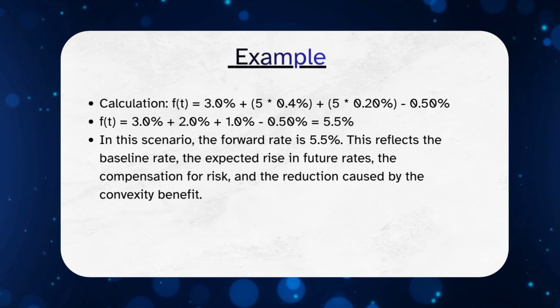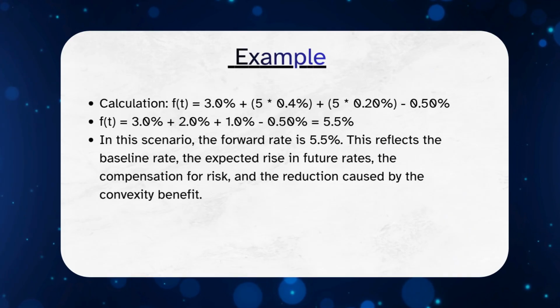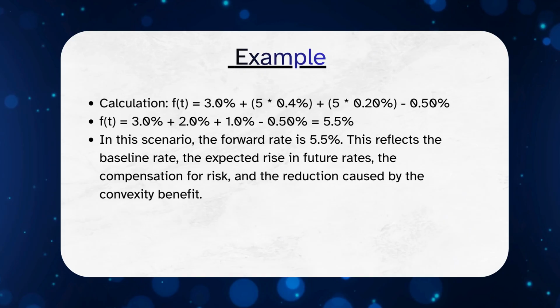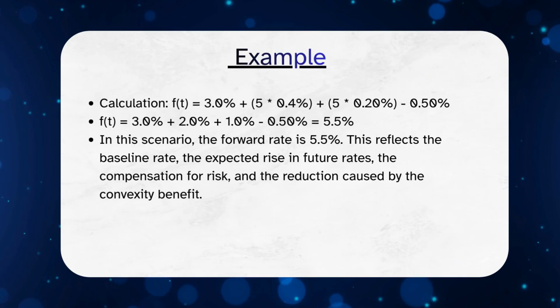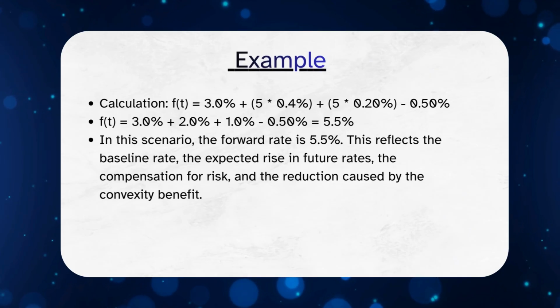When we run the numbers, 3.0% plus 5 times 0.4% plus 5 times 0.20% minus 0.50%, we get a forward rate of 5.5%. This single percentage tells the whole story of the bond's environment, from the passage of time and market expectations to the specialized math of convexity.